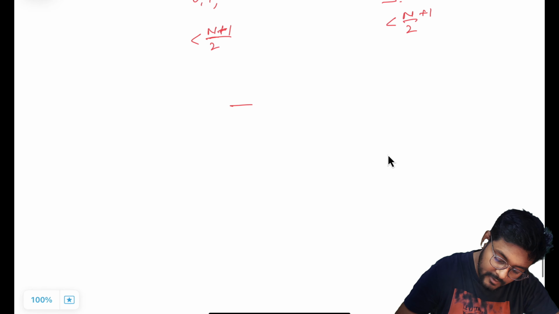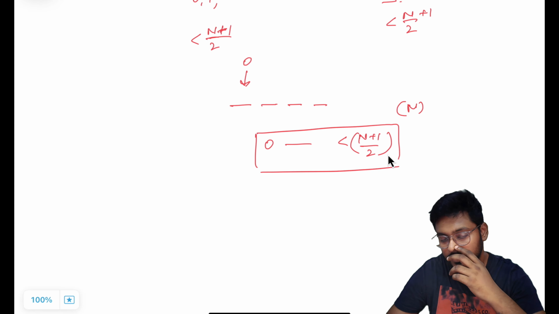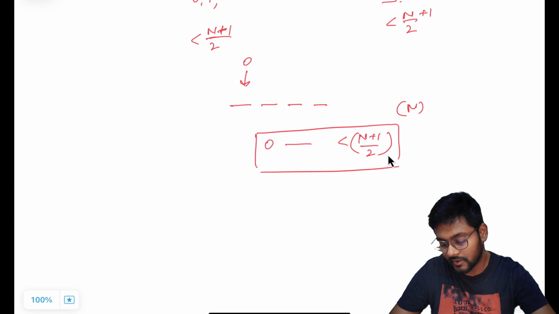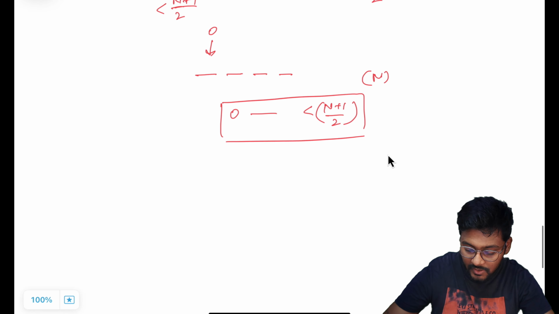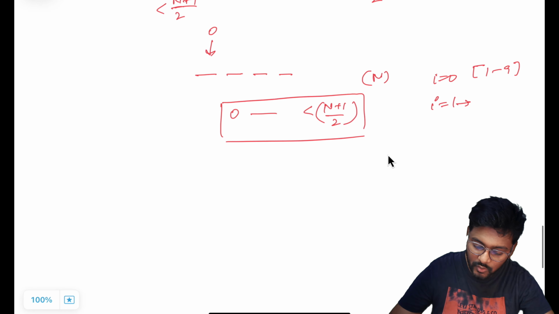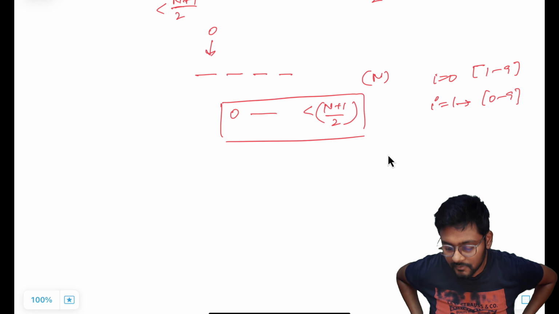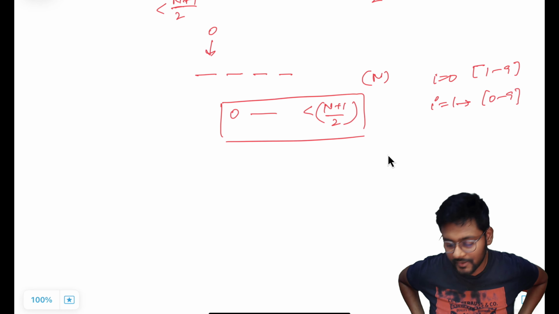So to generate a palindrome of size n, I need to start from index 0 and go till index less than (n plus 1) by 2. So this is my range, this is the range that I have to fill. And apart from that, at i equal to 0, I have the digits 1 to 9. At i equal to 1 onwards, I have digits from 0 to 9. So this is the main idea behind generation of all the palindromes.